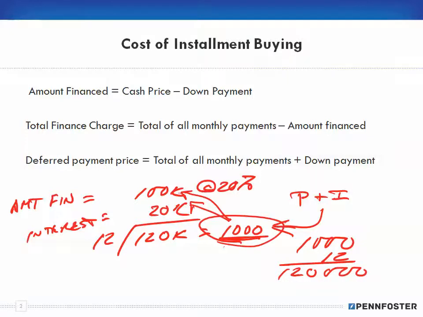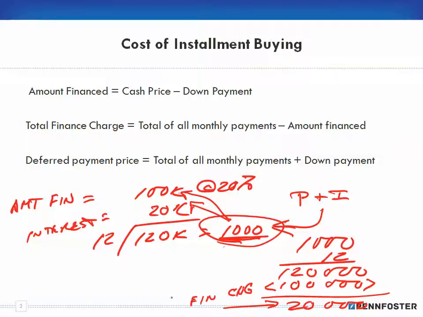But I can subtract out the amount financed of $100,000, which would then give me the $20,000 of interest, right? The total finance charge. Now notice I said finance charge, and I keep stumbling here because I keep saying interest. Again, it's the same concept, just a different terminology.